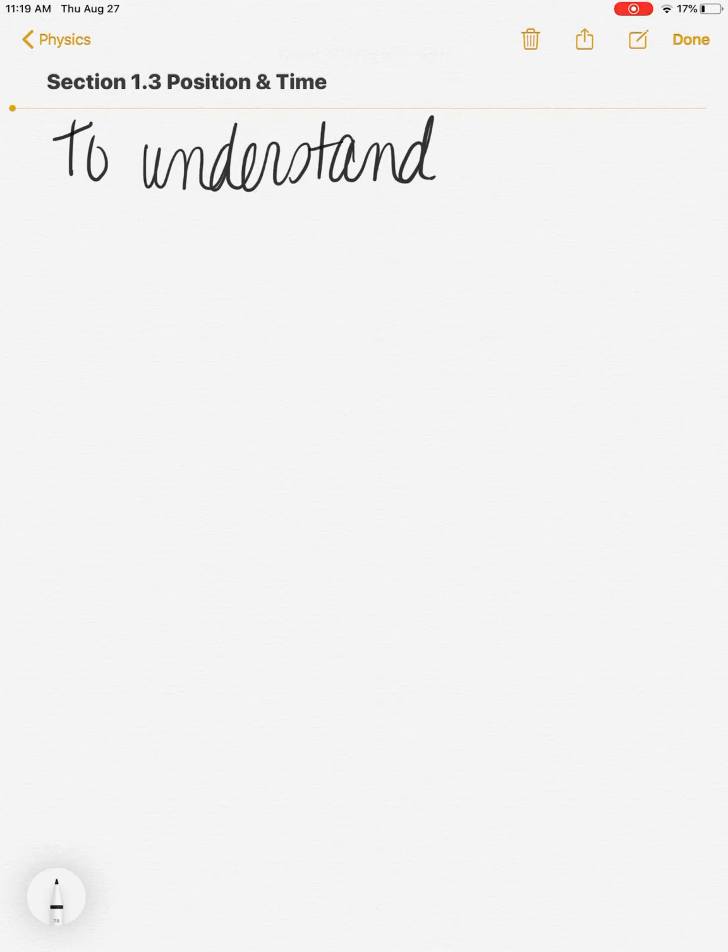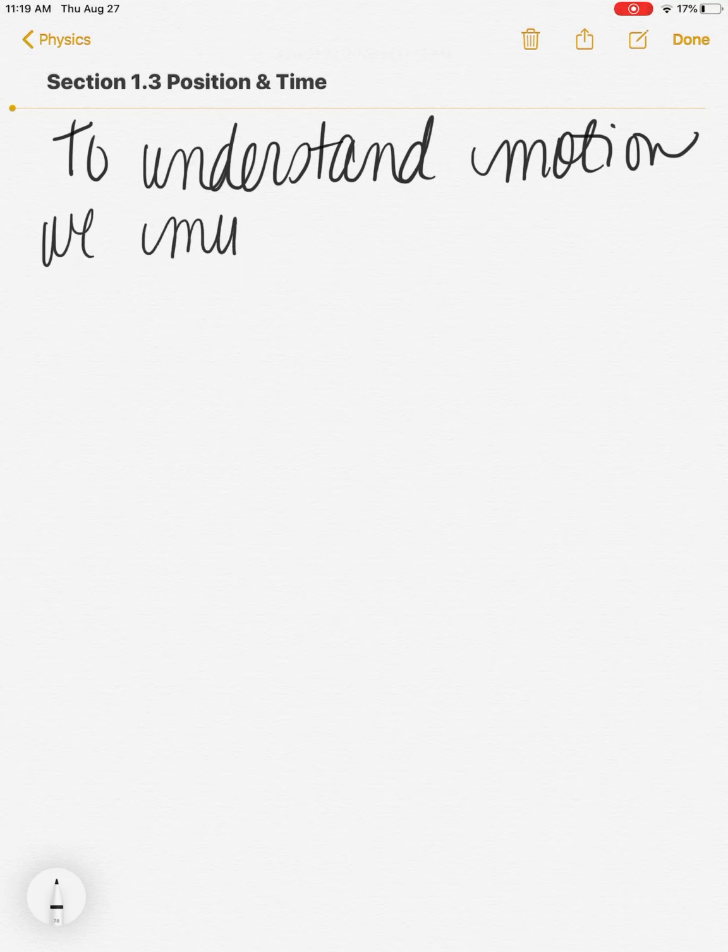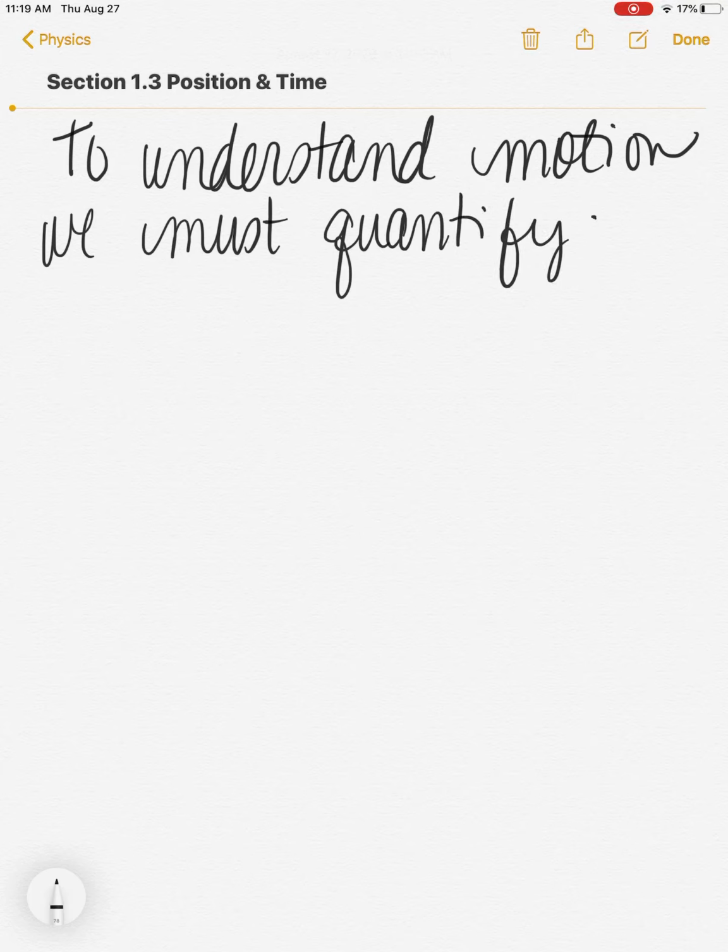Hello, today we are going to be covering sections 1.3 and 1.4, possibly, of your textbook regarding position and time and velocity. So let's begin with position and time. To understand motion, which is what we're studying in Physics 1, classical mechanics, we must quantify two main things. We must quantify position and time.